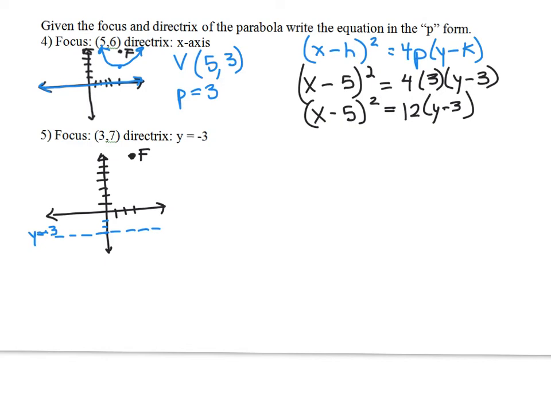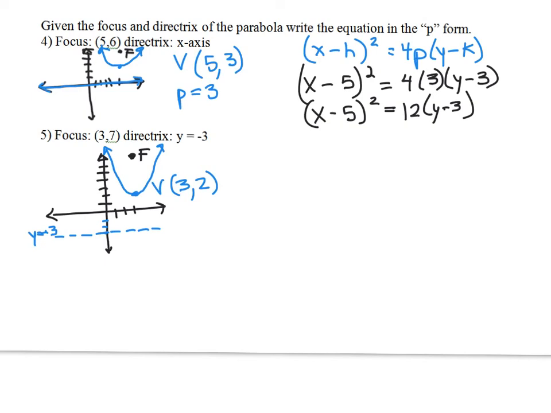Now, where's the vertex going to be? If I count to go from -3 up to the x-axis, that's 3. And then to go from the x-axis up to the focus, that's 7. So altogether I've got 10 boxes in between. Half of that is going to be 5. So from the focus, I'm going to go down 5 and say that the vertex has to be located at 3, 2. And again, if some graph paper would help you, go ahead and draw it on graph paper.